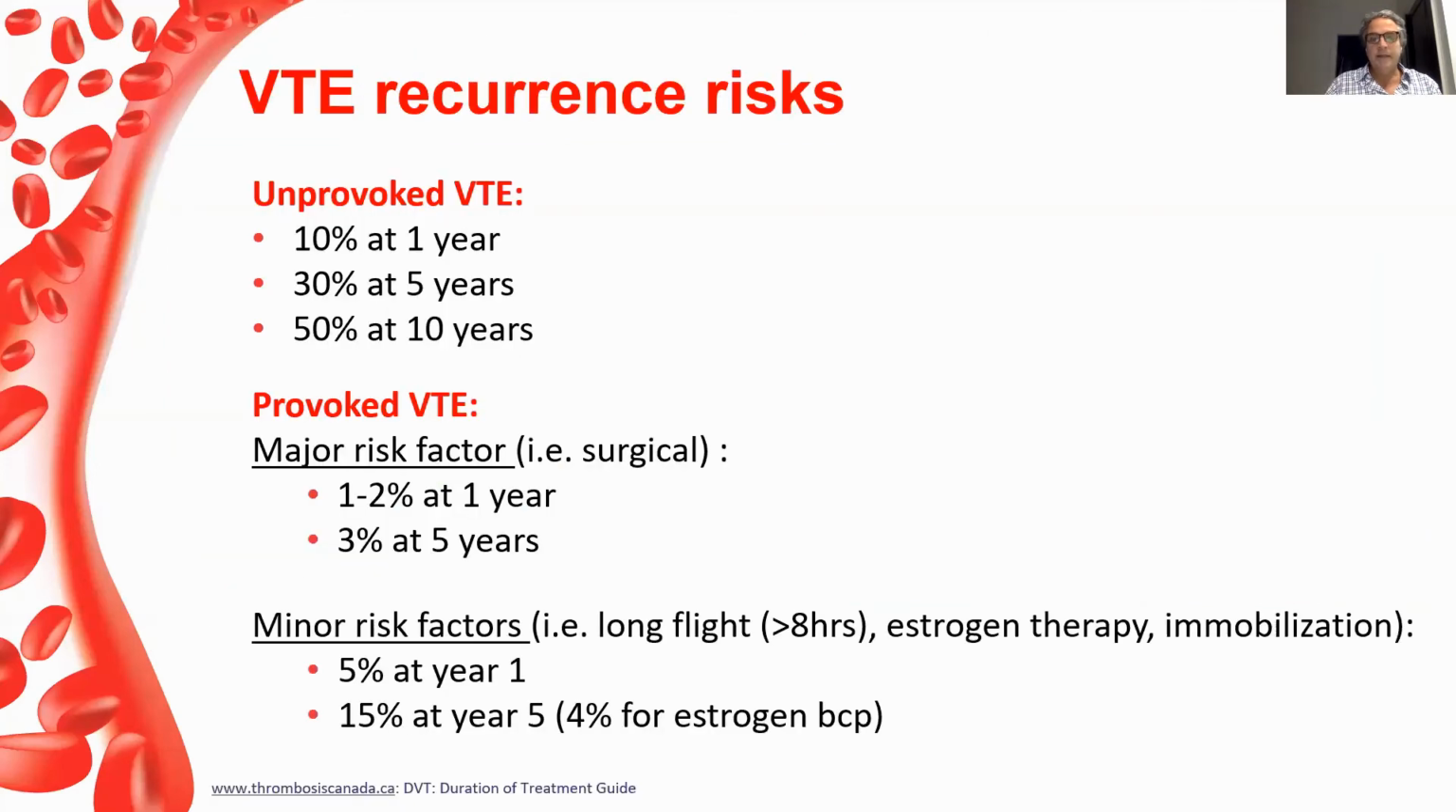This is a general synopsis of recurrence risks. Unprovoked VTE, that's why we treat long-term. Provoked VTE, the recurrence risk is very low. And the minor ones, the one I just talked about before, 5% at 1 year, 15% at year 5, 4% for an estrogen-containing birth control pill.